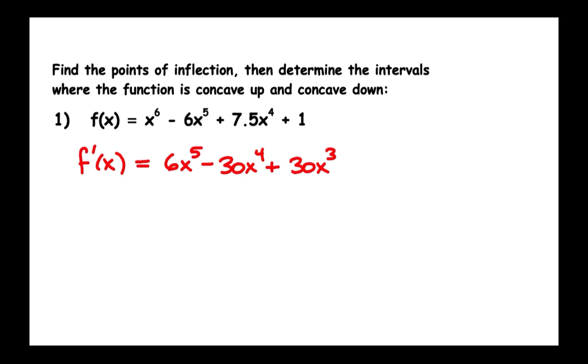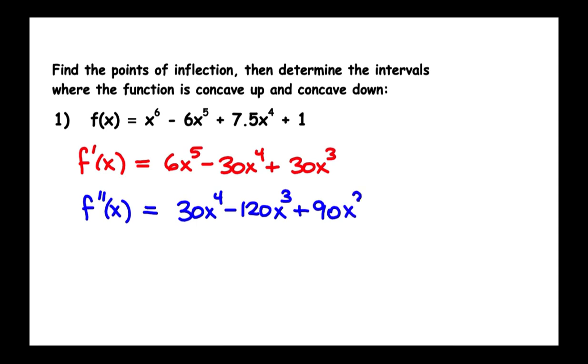Okay, that's first derivative. I don't need the first derivative except to get to the second derivative. The second derivative, also known as f double prime of x, would be 30x to the 4th minus 120x to the 3rd plus 90x squared. Okay, I want to find the points of inflection, so I need to make that second derivative equal to 0 or undefined. Well, there's no way to make it undefined. If there had been a fraction or a square root, there are places where it can go undefined, but in this case, setting it equal to 0 is good enough.